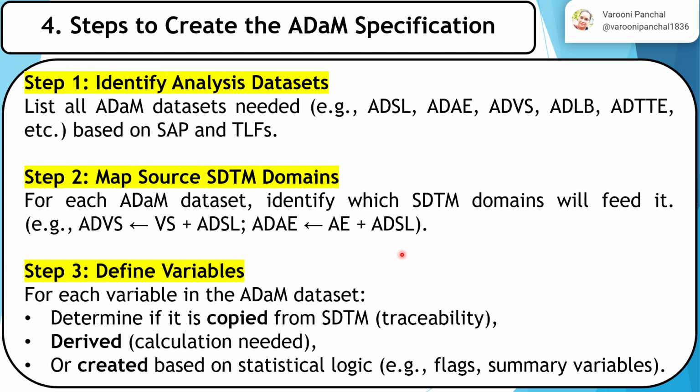If it is not, then you can clarify with the sponsor in writing in email or through meetings or with a statistician or a programmer. So based on the common understanding as to how we are going to derive this specific variable, it's better to have the clarity and then go ahead and derive that specific variable. Or you can create based on the statistical logic, for example, flags or summary variables.